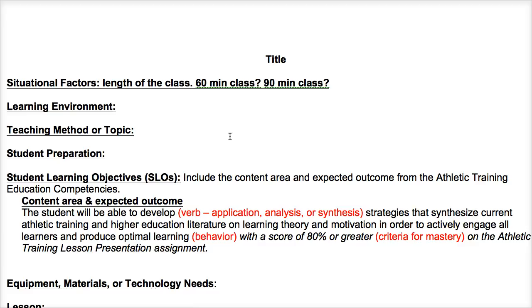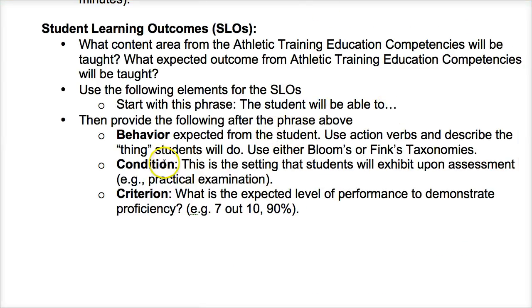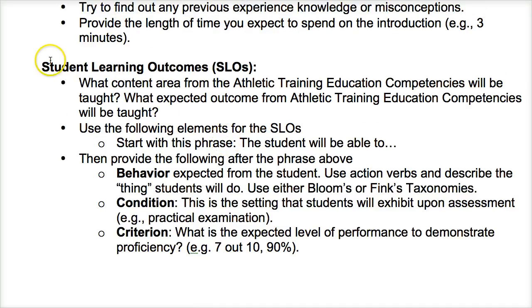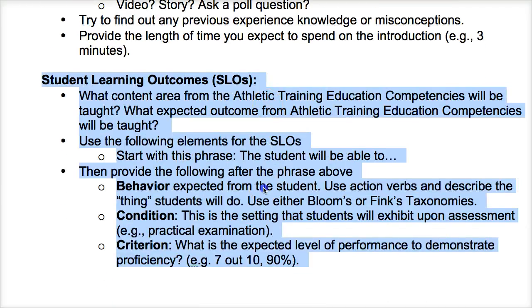So I have the 3 main areas in red. Then I put the areas in red after I've described it. So I've got the behavior, the condition, and the criterion in my student learning outcome. That's the student learning outcome or objective. I say it both ways. SLOs should drive our lesson. We should develop this first and then base everything else off that, which we talked about in week 3.